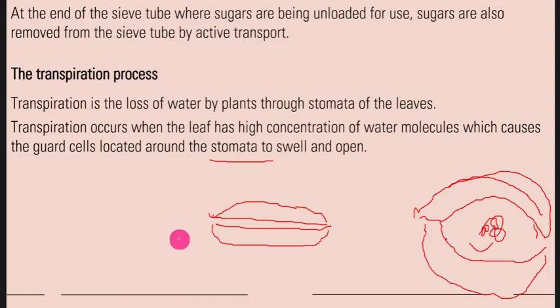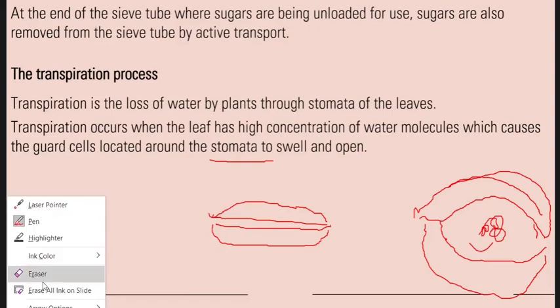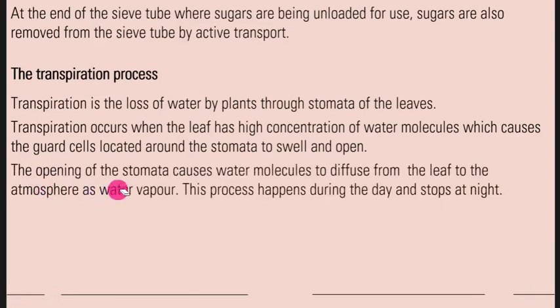All right, so what we are saying here is that the opening of the stomata causes water molecules to diffuse from the leaf to the atmosphere as water vapor. This process happens during the day and stops at night. So what I'm explaining is that the opening of the stomata causes water molecules to diffuse from the leaf to the atmosphere as water vapor, and this process happens during the day and stops at night.